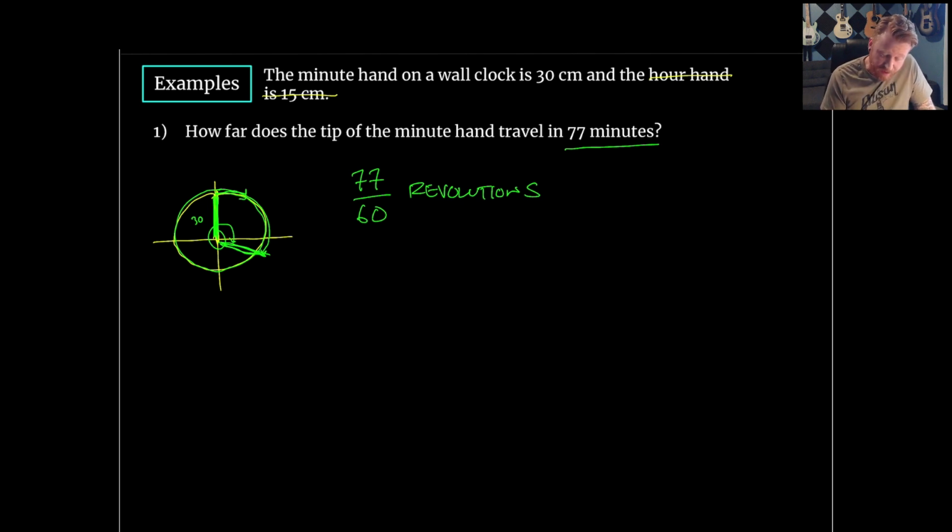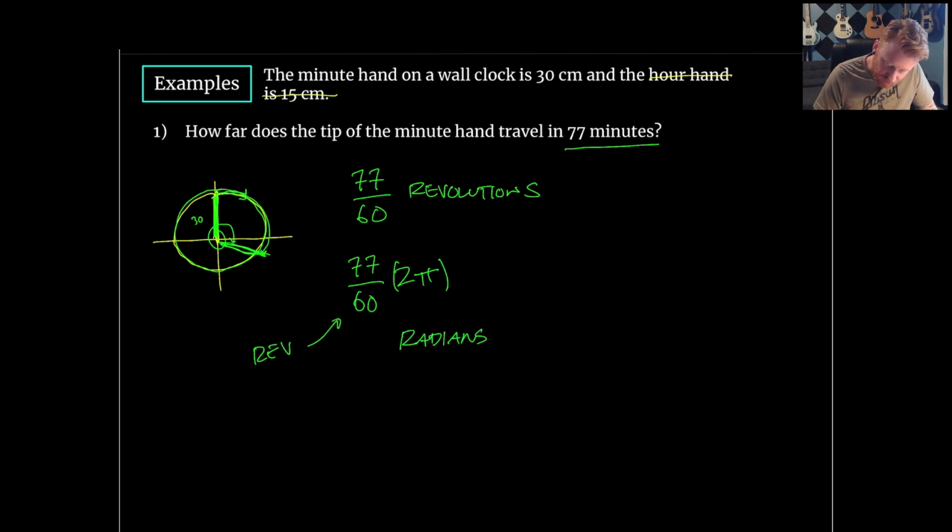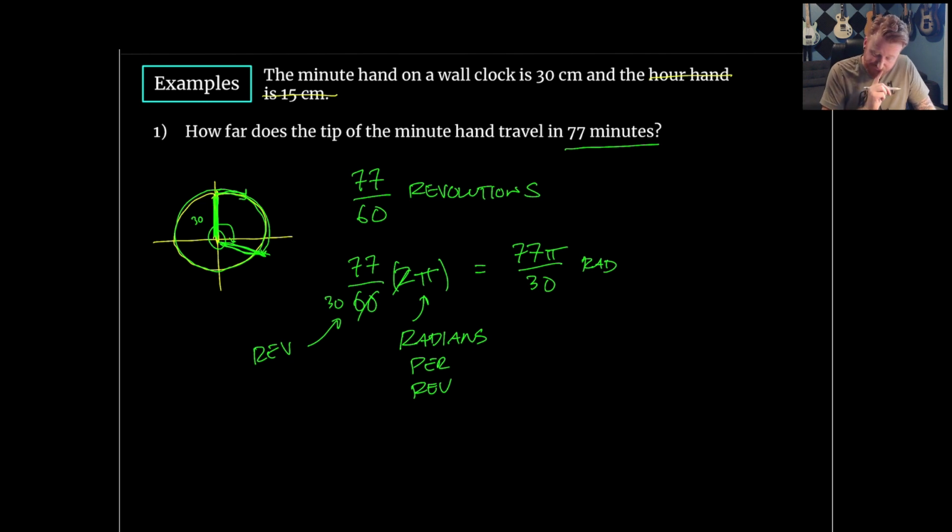So if I want to know how many radians this is, then I can do however many revolutions we made times the number of radians per revolution. So this is, again, revolutions. This is radians per revolution. That will just give us radians. So we can write this, those will cancel, and we'll have 30. So we'll have 77 pi over 30. This is the number of radians that we've traveled around here.